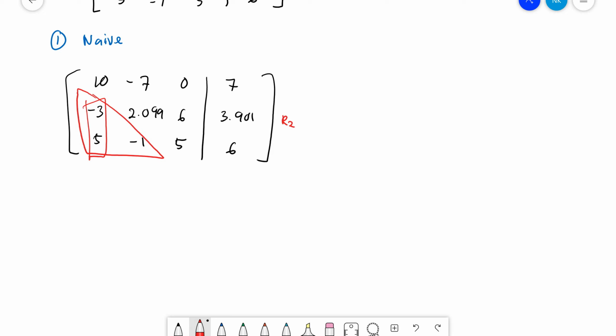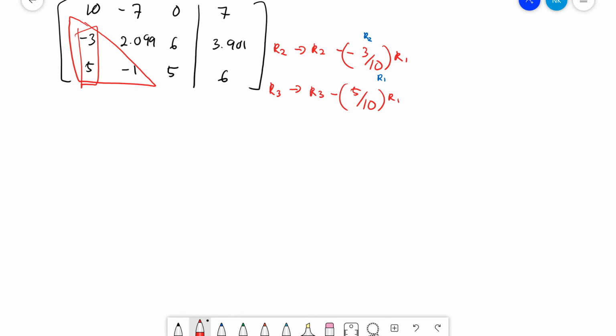So for R2, R2 minus negative 3/10 R1, because 3 is in the second row and 10 is in the first row. When you cancel this out, the element will become 0. And for R3, you can use R3 minus 5/10 R1. After that step, this is what you will get.